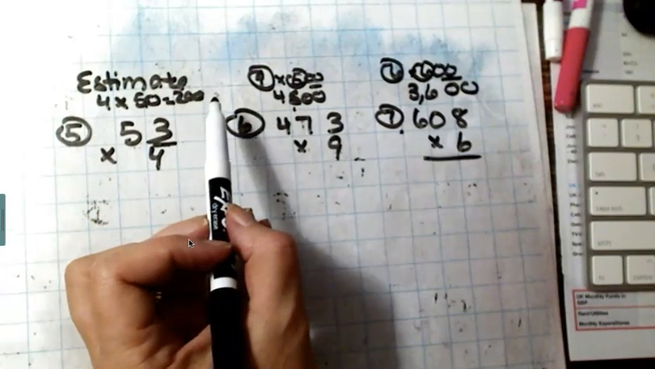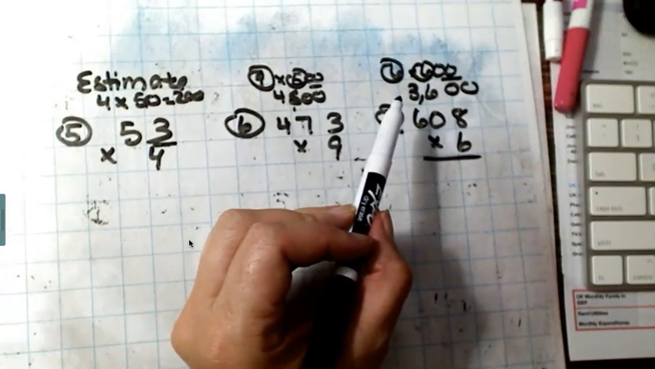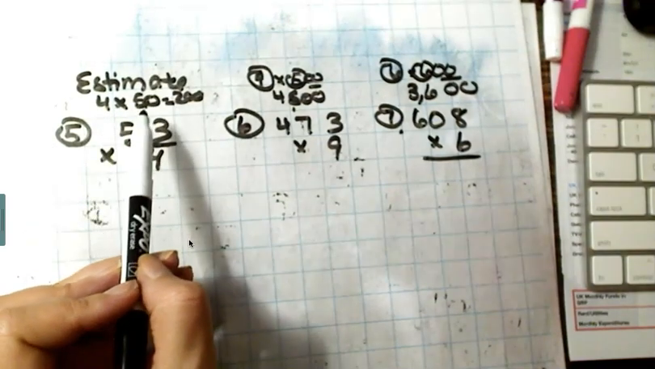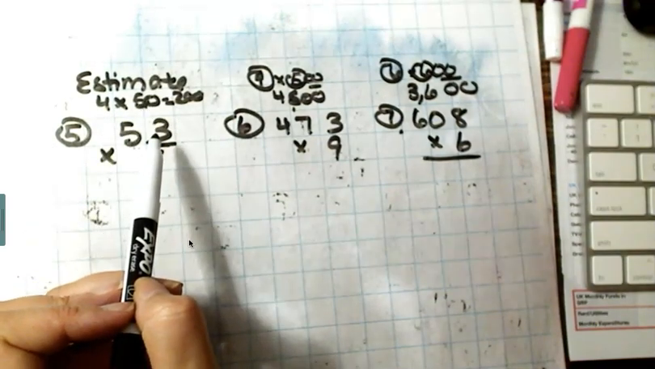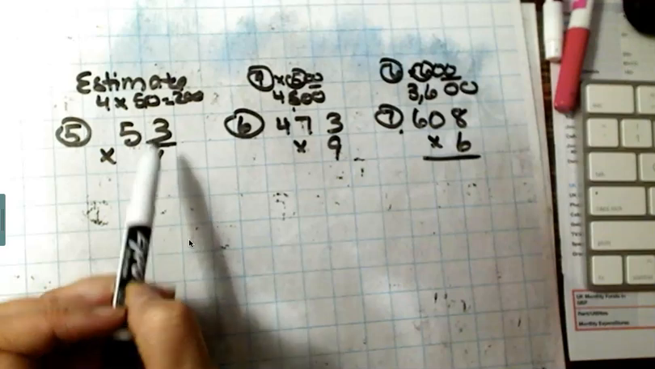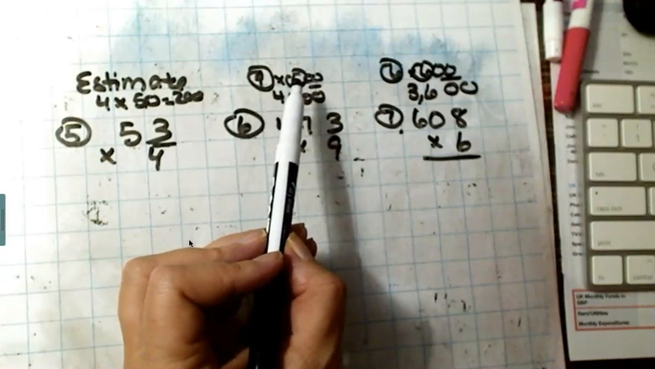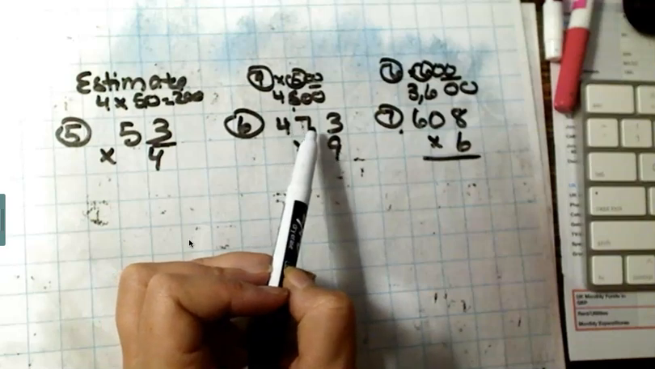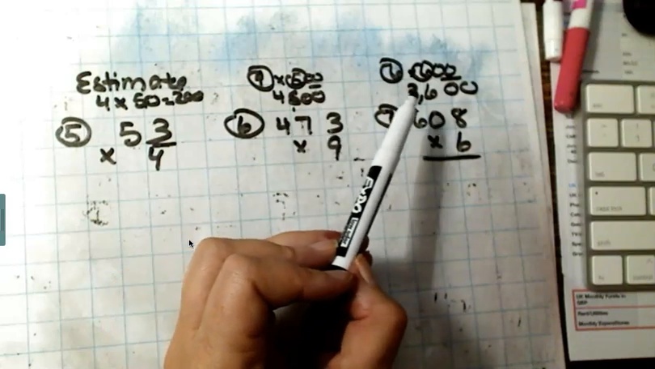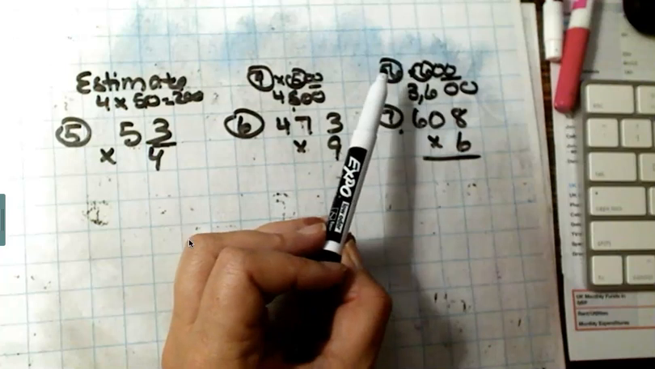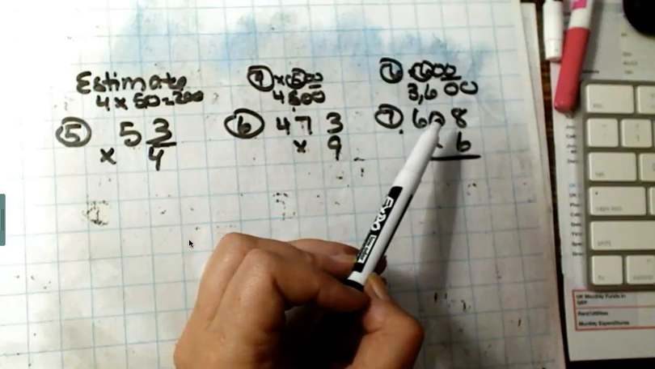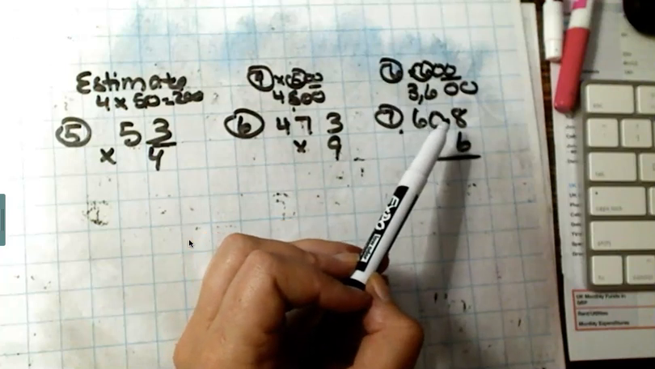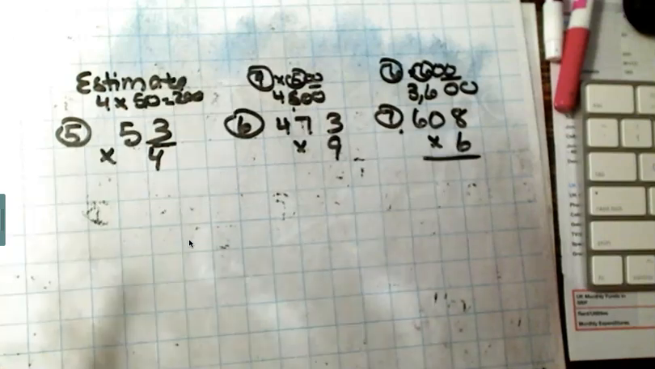Will any of these answers be the actual answer? No, because this isn't 4 groups of 50. It's 3 more groups. It's 53 groups of 4. It's not 9 groups of 500. It should be less because it's only 9 groups of 473. It won't be 3,600 because I don't have 6 groups of 600. I'll have a little bit more because this is 6 groups of 608. So how do we do it?